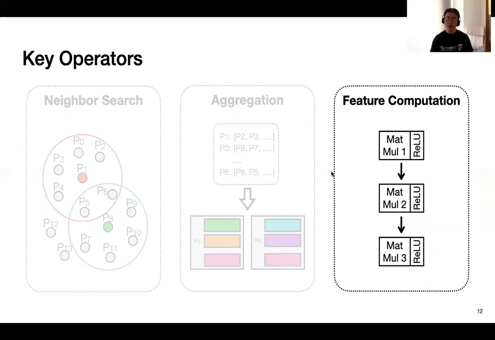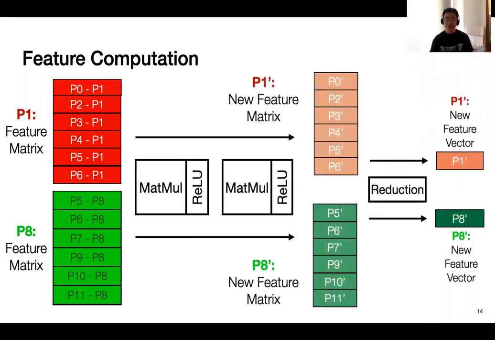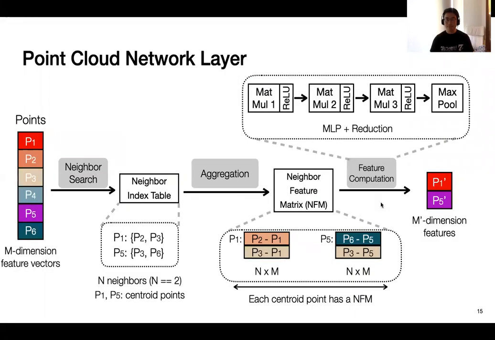Once we have all the feature matrices, the next step is feature computation. All these feature matrices will be fed to the neural nets for feature computation. Note that this is done for all the vectors in the feature matrices. And once we have all the new feature matrices ready, they will be reduced to new feature vectors. Usually, this reduction operation here is a max operation.